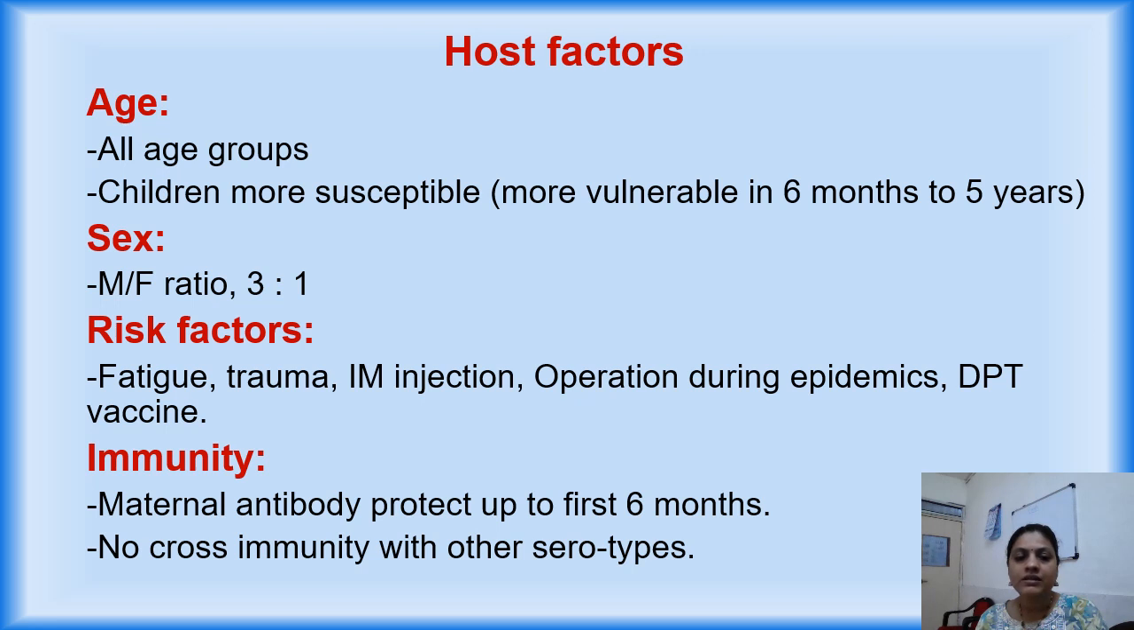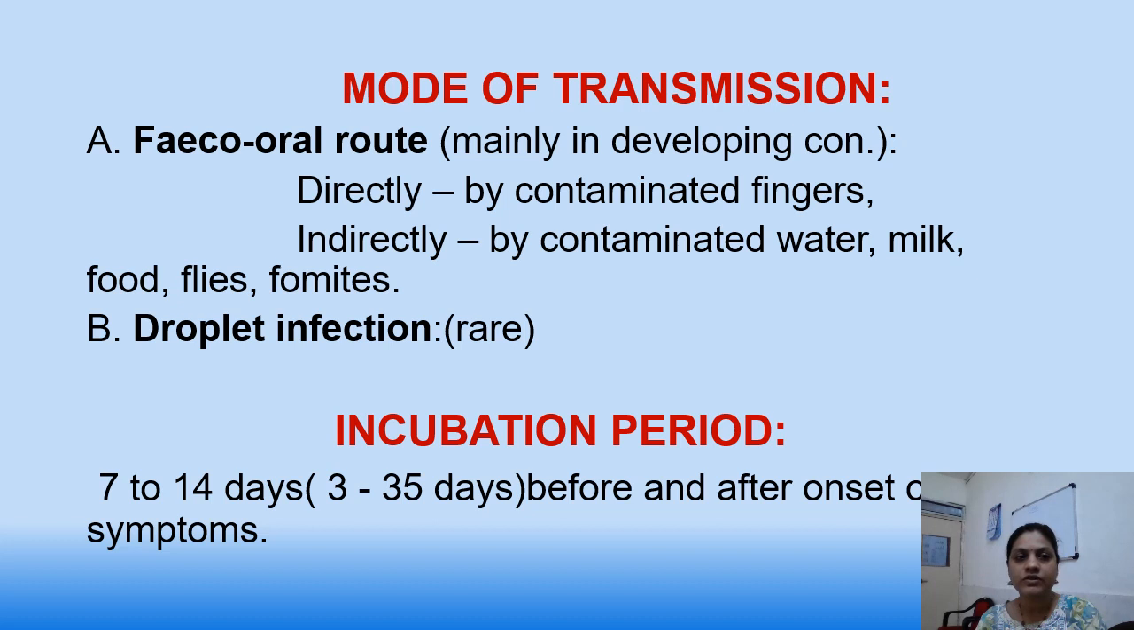Immunity. Maternal antibody protects up to the first 6 months of life, and there is no cross immunity with other serotypes. So for the three serotypes, each one will have its own immunity.